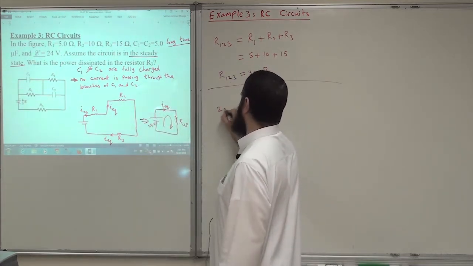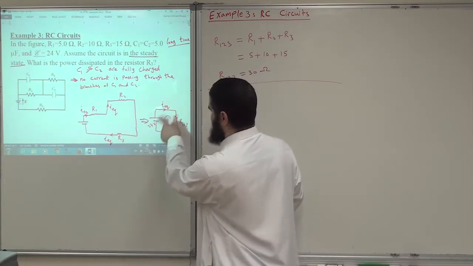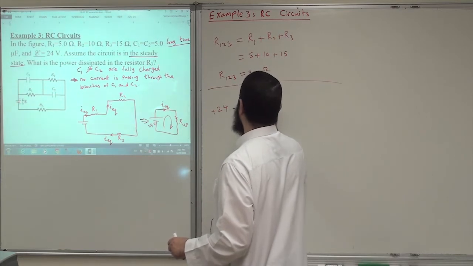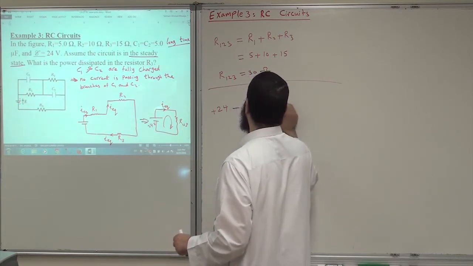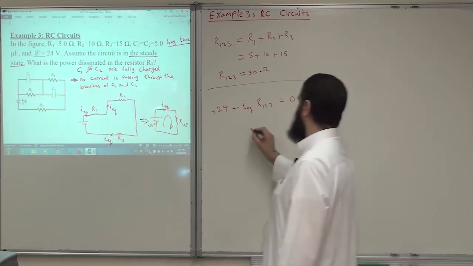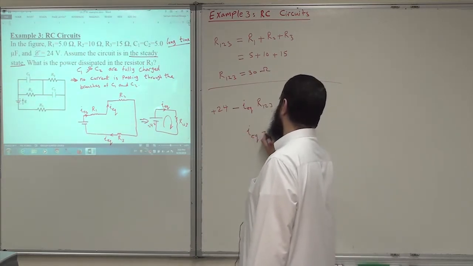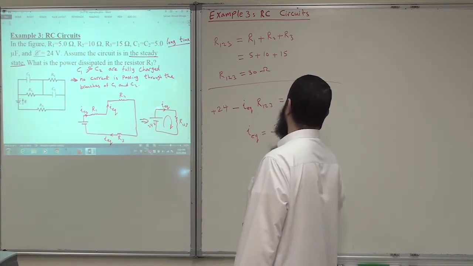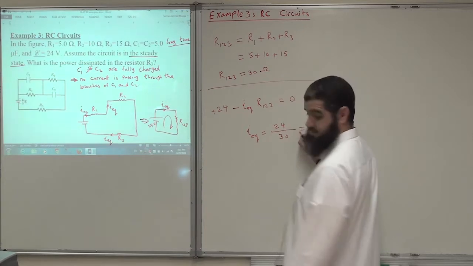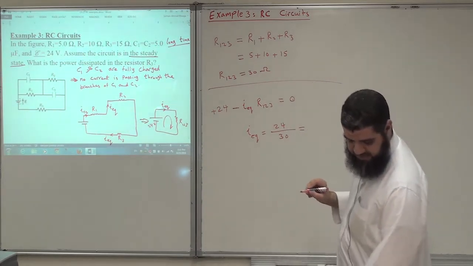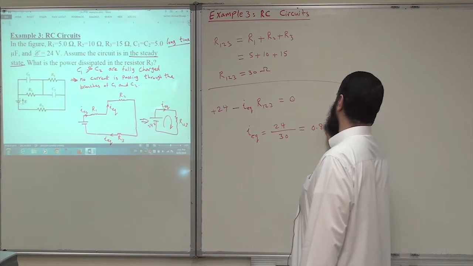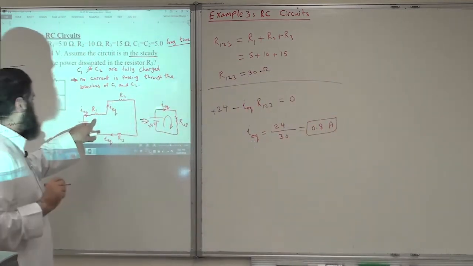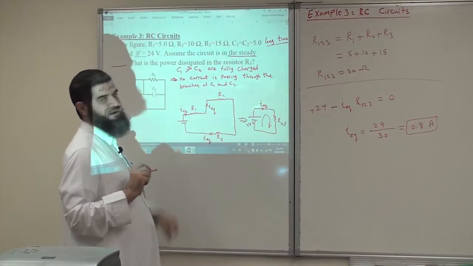So we say that 24 is positive, because we go from negative to positive, minus I equivalent multiplied by R1,2,3. All of this is equal to 0. So I equivalent will be 24 divided by R1,2,3, which is 30 ohms, and I equivalent will turn out to be 0.8 amperes. So this current, 0.8 amperes, is passing through R1, R2, and R3.